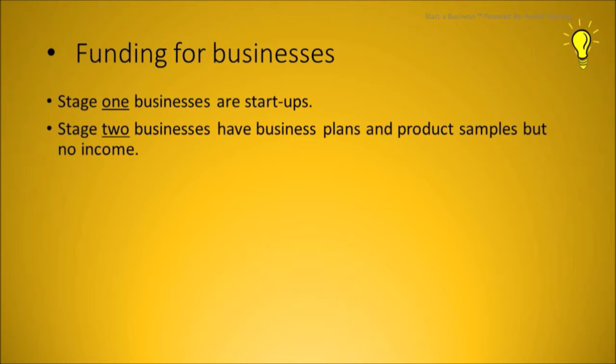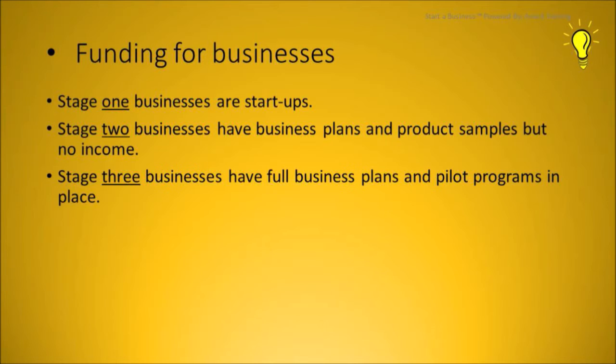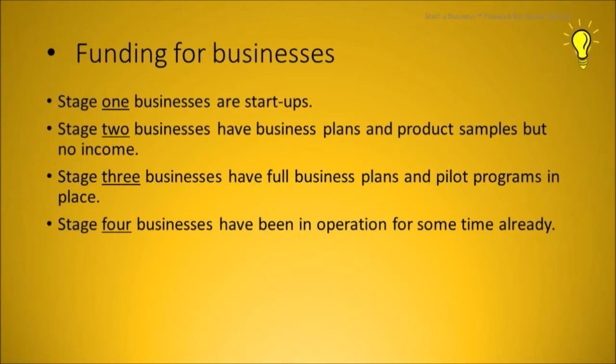Stage 2 type businesses are businesses that have plans and products and samples. They're already halfway there, but they need the finance to get going. Stage 3 businesses have full business plans and their pilot programs are in place. In other words, they've created a sample or something that works, and the banks are prepared to back them for that. And a stage 4 business has been in operation for some time, and that business is looking to expand its business. So look at what stage your business might be in, or your plans for your business, and that way you can pitch towards a bank in that manner.